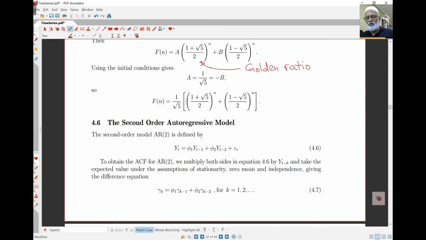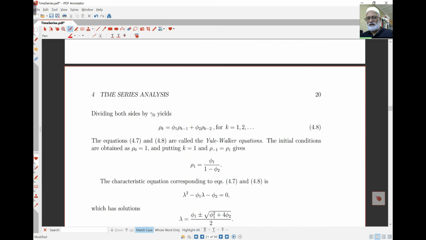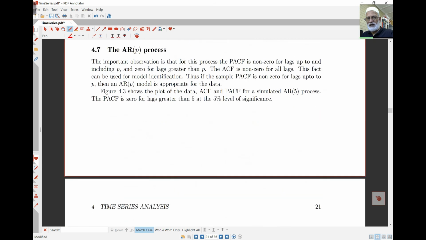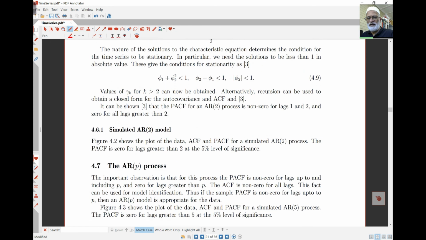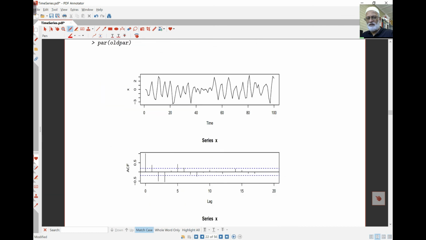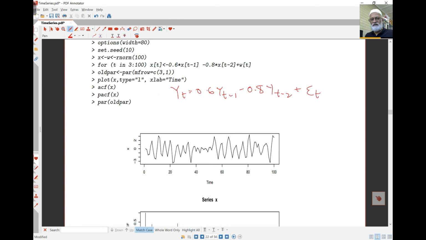If I go to the second order AR process, then it's a bit more complicated, and again I won't look at the details here. What I'm interested in is the plots again. For the AR2 process, first of all, here is the process itself, and here are the simulations. You can find the equation from this one here. Not so difficult: yt equals 0.6 yt minus 1 minus 0.8 yt minus 2, plus my usual error term.